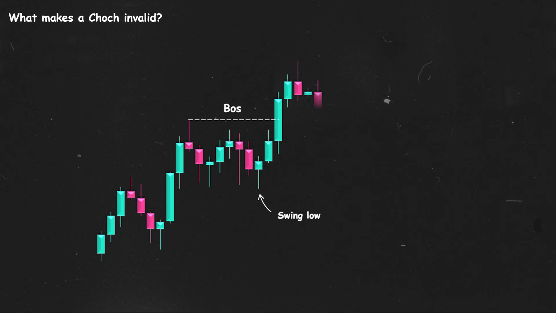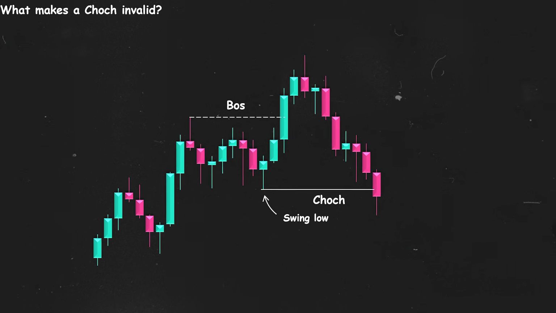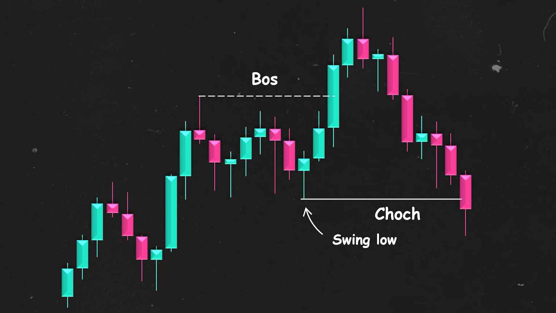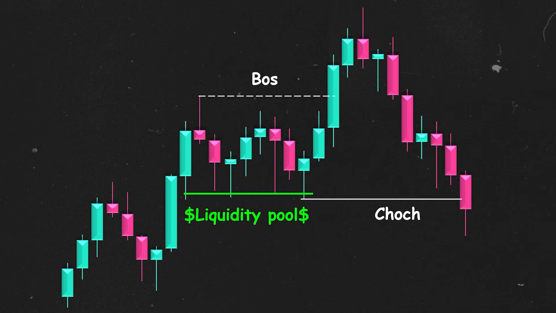A break below this level might seem like a valid change in character. However, if you look at the left-hand side, you'll notice something crucial. This level aligns with a significant area of liquidity.